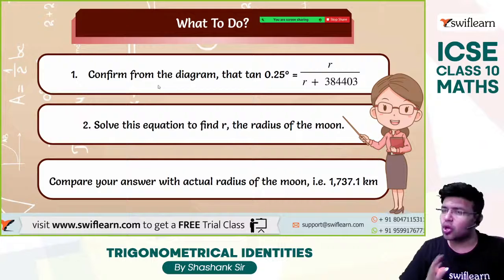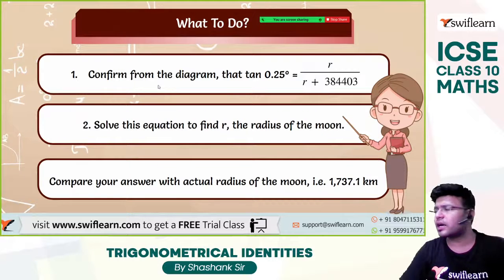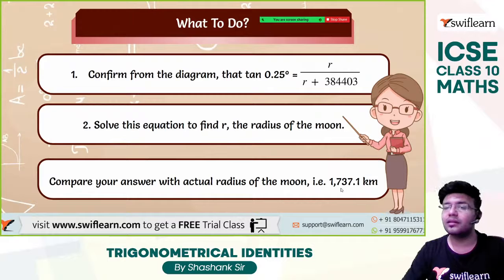Solve the above equation to get the value of r. We know the value of tan 0.25, and the only unknown is r. Solve this, and you get the radius of the moon. Sir, how is this done? This is not for your syllabus, okay?